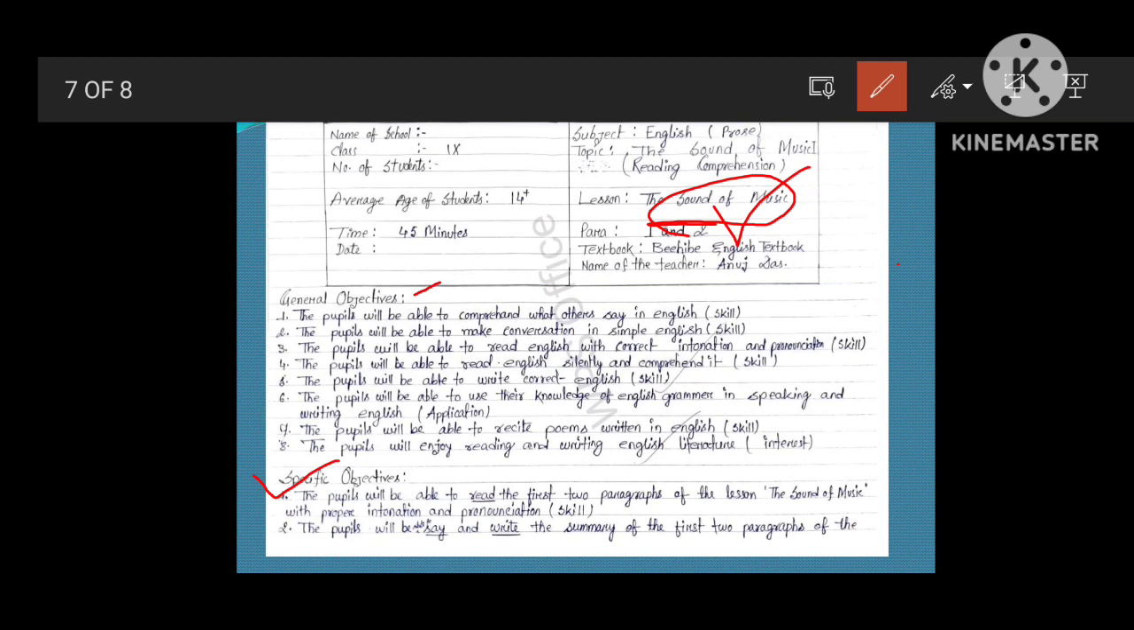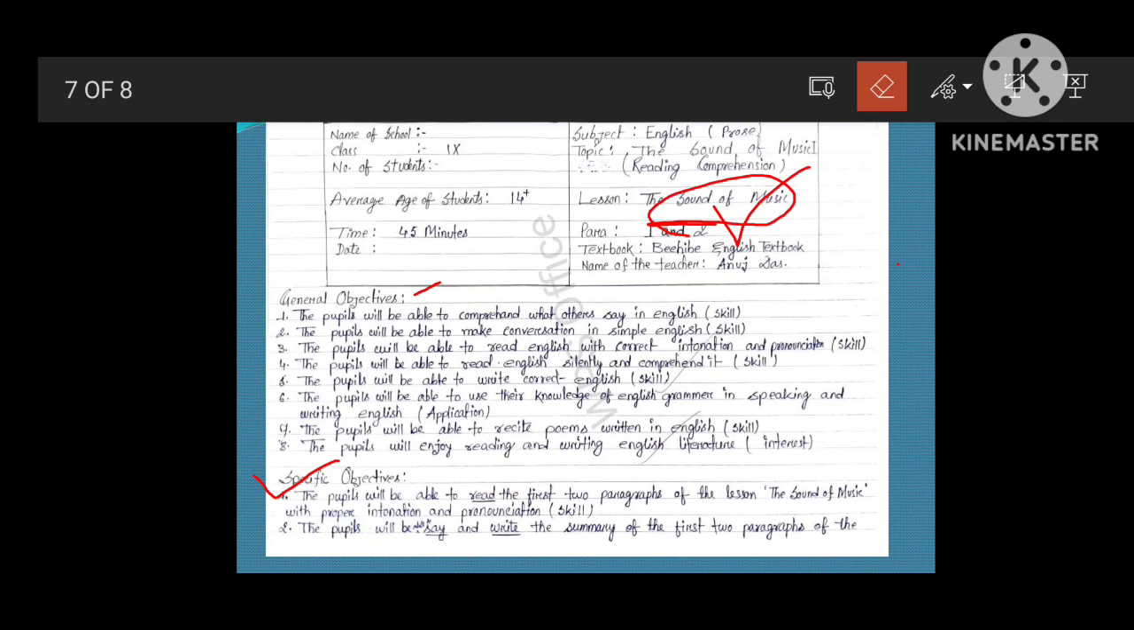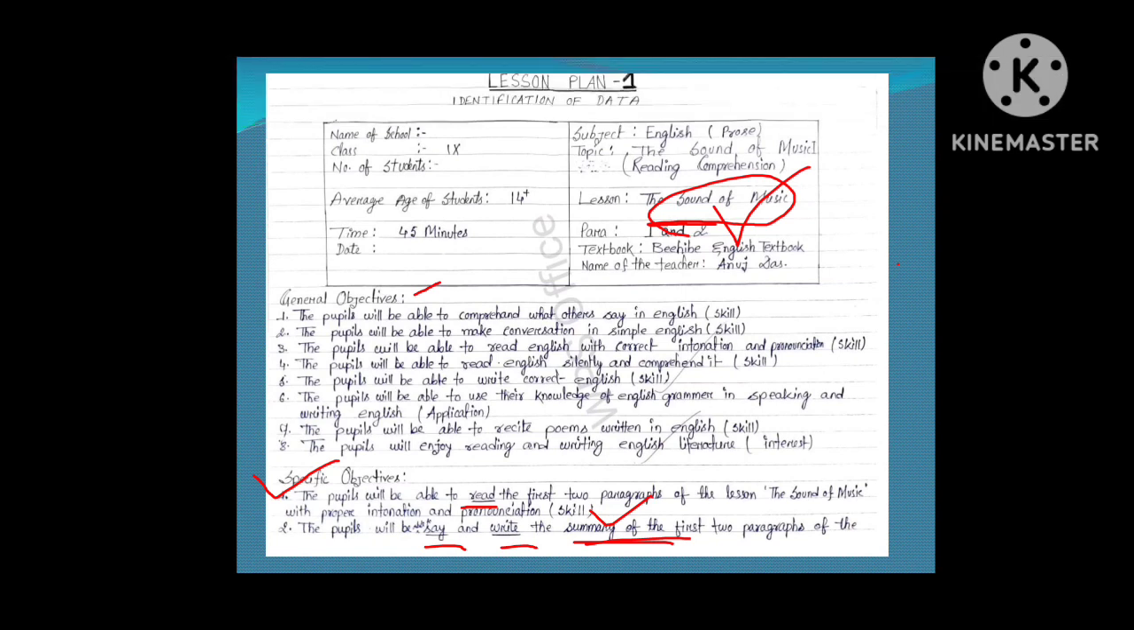Now going to the specific objectives, we can see that the pupils will be able to read the first two paragraphs of the lesson, The Sound of Music, with proper intonation and proper pronunciation. So this is their reading skill. Then we write the second instructional objective, because when we are in a position to teach this lesson, we have an objective in our mind that the pupils will be able to say as well as write the summary of the first two paragraphs of the lesson.